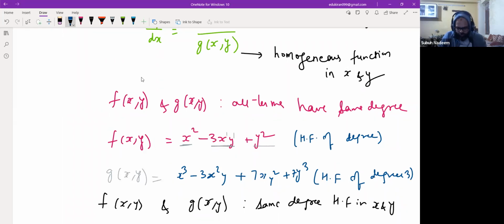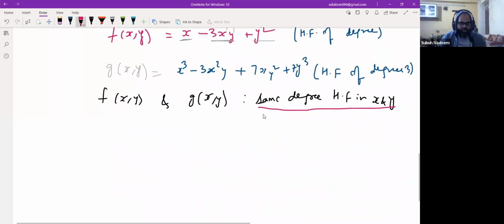So though both are homogeneous functions, they are of different degrees. One thing more to keep in mind is that they must be homogeneous functions of the same degree. You can't take one of degree 2 and another of degree 3. Both will be either degree 3 or both degree 2. Then this is called a homogeneous differential equation.